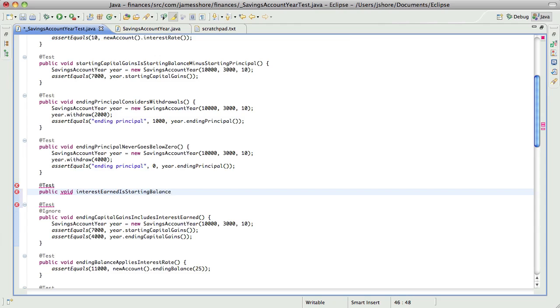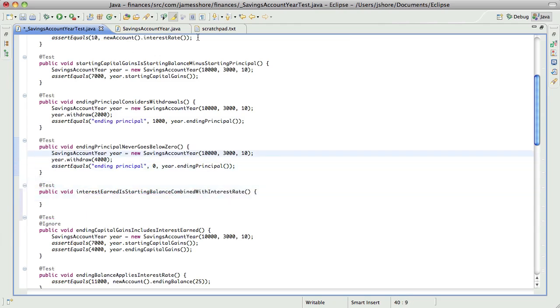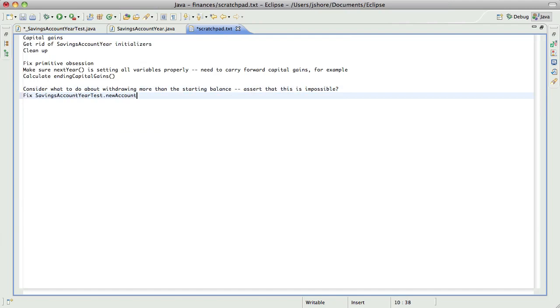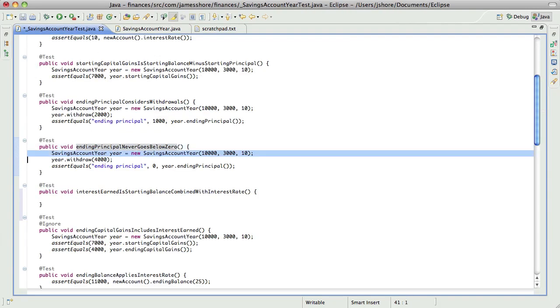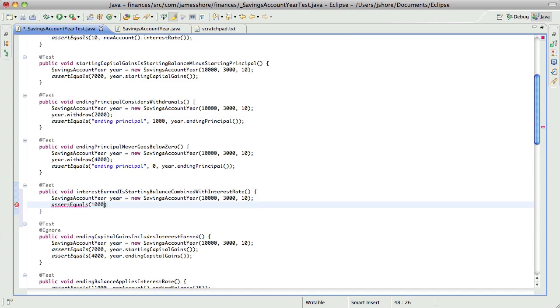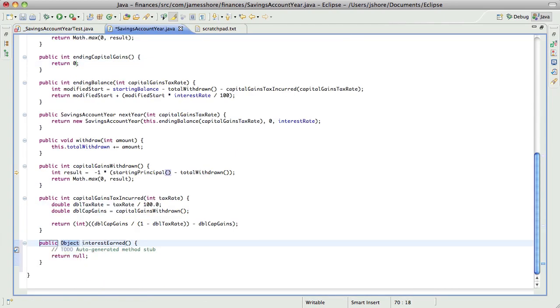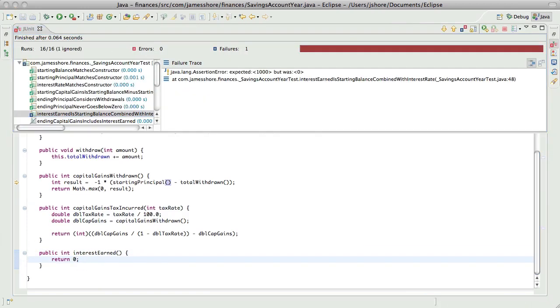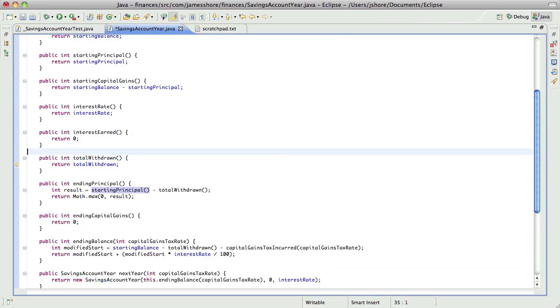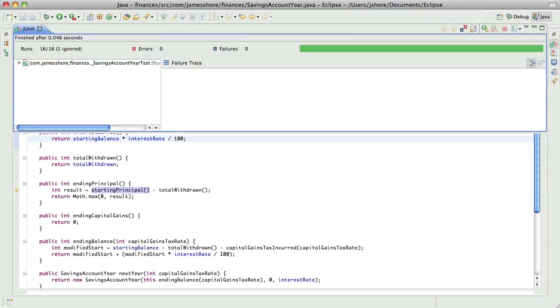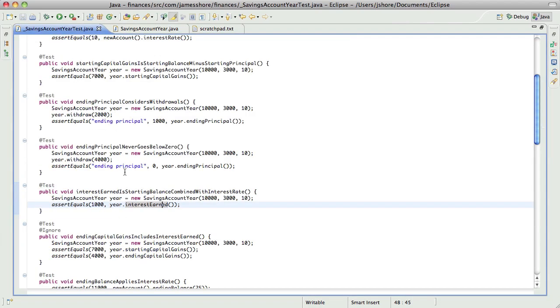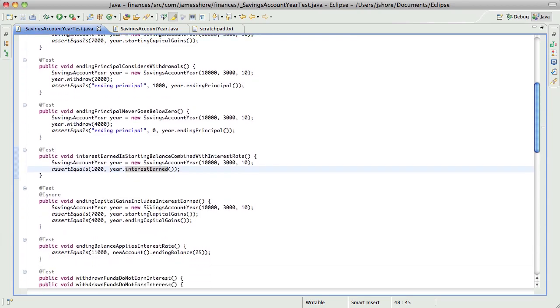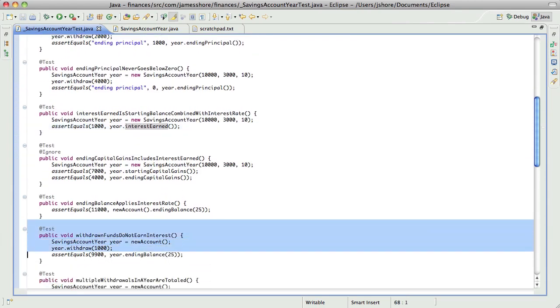Interest earned is starting balance combined with interest rate. We need to fix our savings account here, test new account extraction. Use it or don't. But that's the ending interest earned, starting balance interest rate, so we're going to expect interest earned to be $1,000 in this case. Expect 1,000. And that, of course, is just going to be the starting balance times interest rate. I know that's not correct, by the way, because it doesn't take into account the amount withdrawn, but that actually is going to allow us to fix this here.